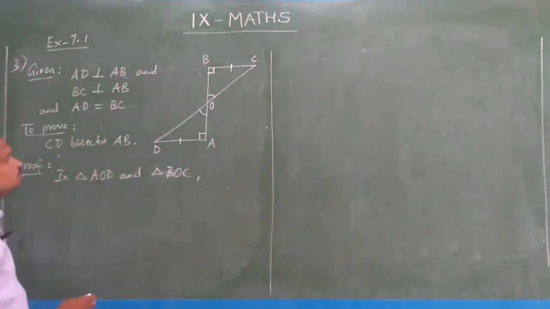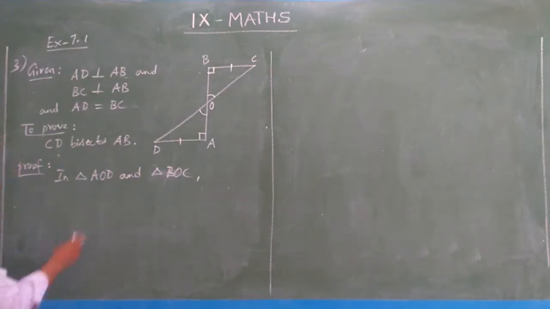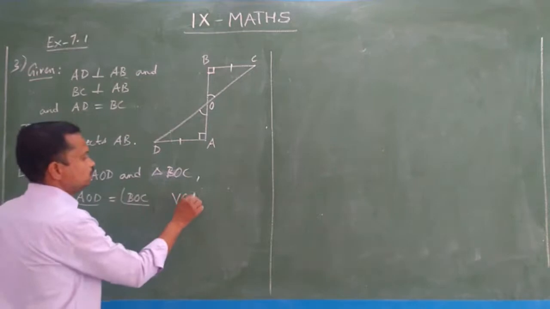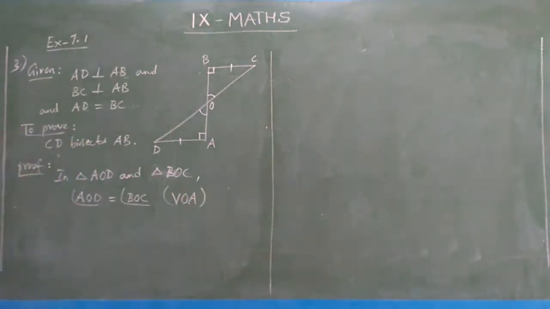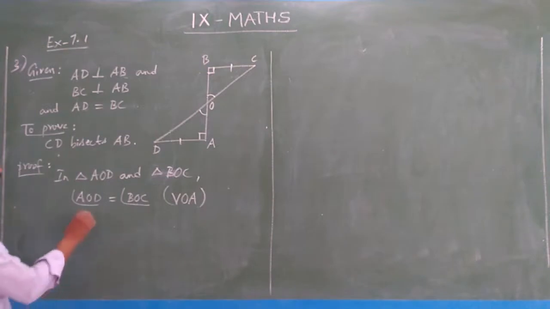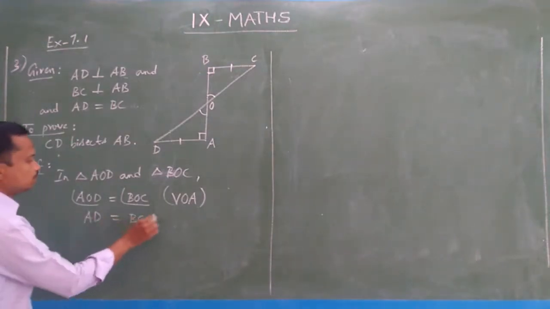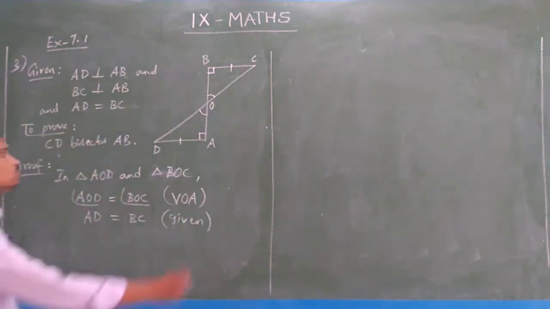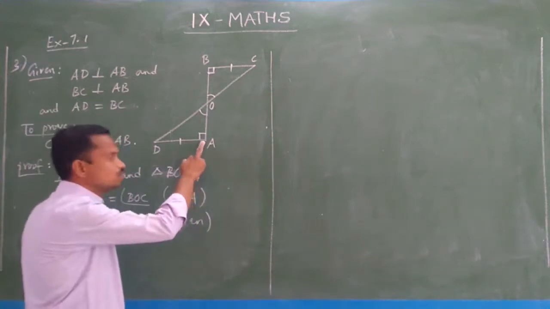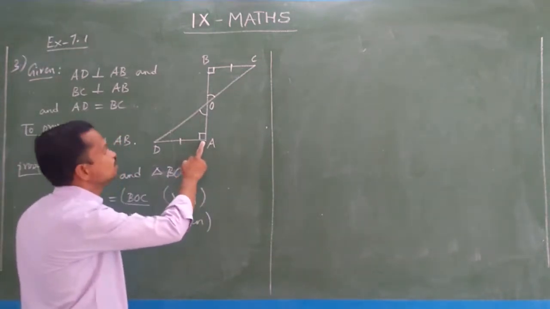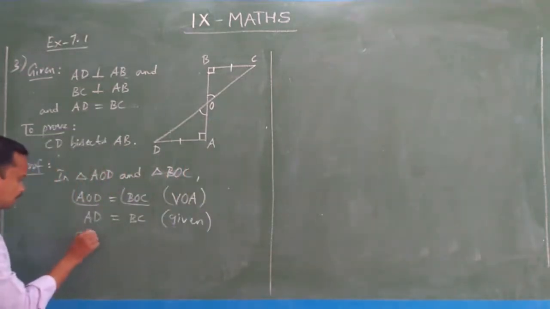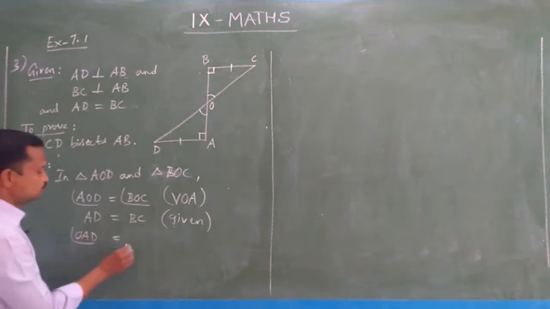Okay. So, now in these two triangles we have first angle AOD is equal to angle BOC. So, vertically opposite angles. Okay. And now already they have given AD equal to BC. That is given. And one more thing, 90 degrees. See, this mark like this. If they mark like this, this is nothing but 90 degrees. So, the angle OAD is equal to OBC.